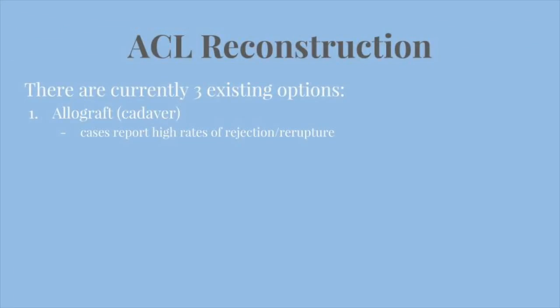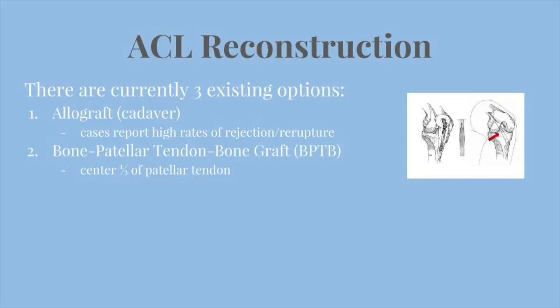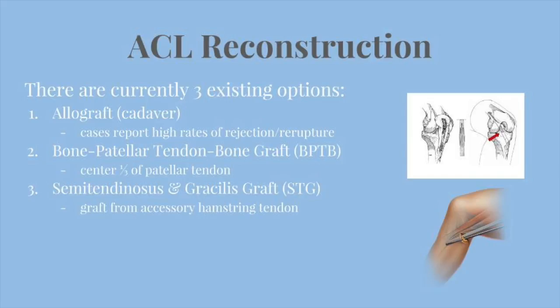Currently, there are 3 existing procedures for ACL reconstruction. The first method involves extracting tissue from a cadaver. Tissue is commonly used from the hamstrings, Achilles tendons, or patellar tendon. The other 2 procedures involve extracting tissue from the patient's own body. The bone patellar tendon bone graft uses the center third of the patellar tendon, while the semitendinosus and gracilis graft is constructed from an accessory hamstring tendon.